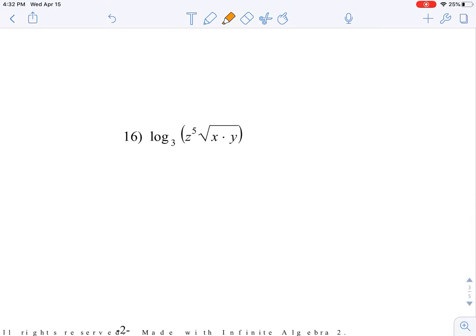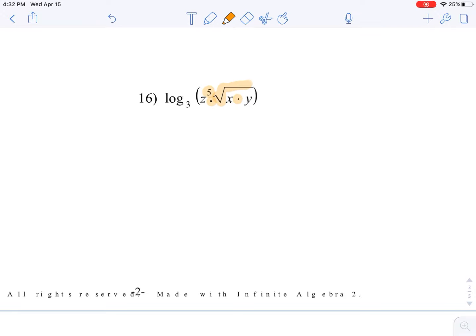Okay, so we've got a power times, technically there's another times there even though they didn't put the dot, and we also have a square root. So here's what I'm going to do. I am not going to use a law or property of logarithms yet.